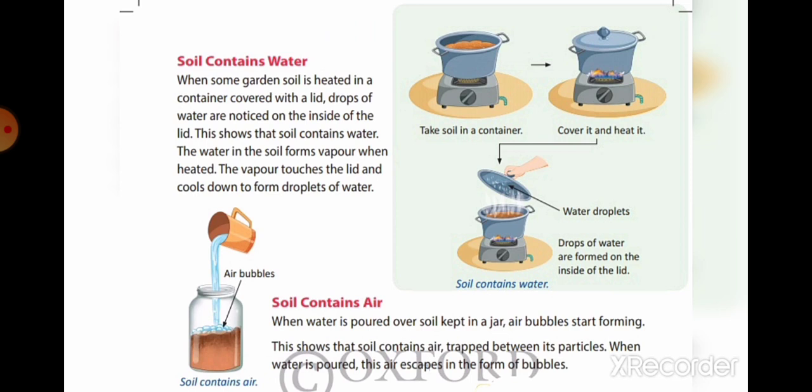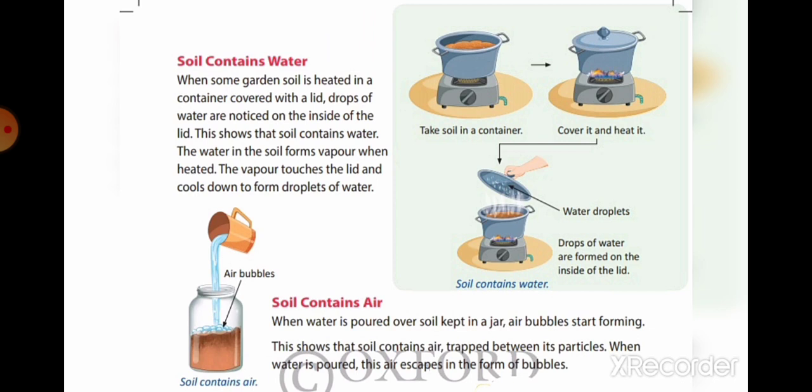So let us see, the soil contains air also. How is it? When water is poured over soil kept in a jar, air bubbles start forming. This shows that soil contains air trapped between its particles. When water is poured, this air escapes in the form of bubbles. So between two particles there is air.